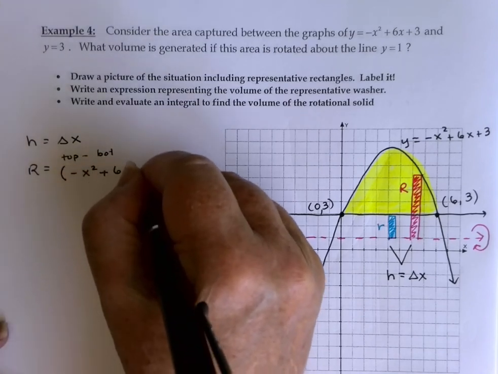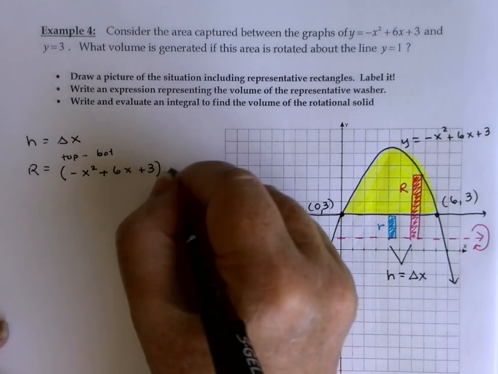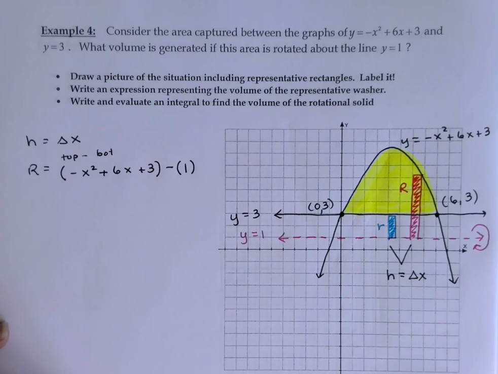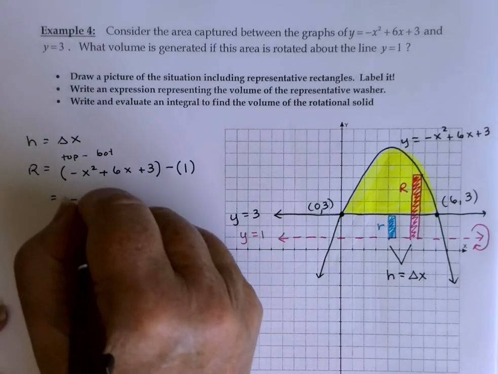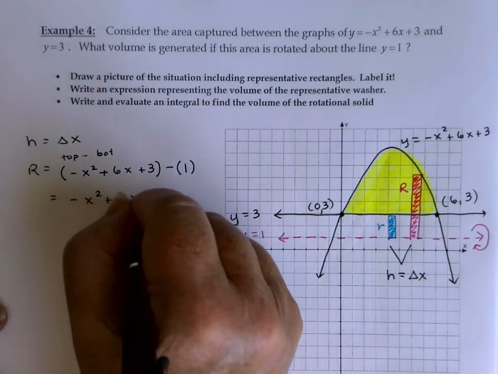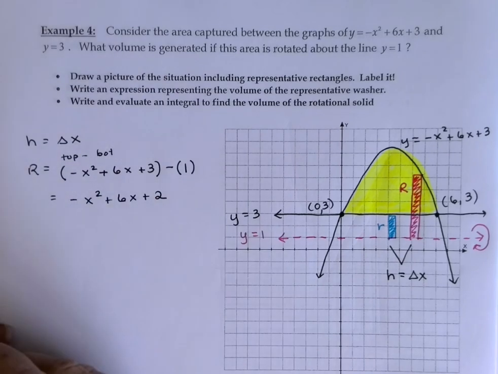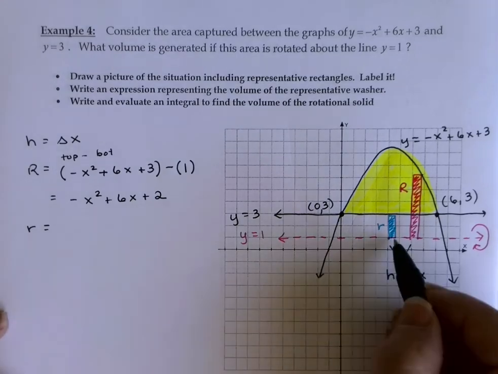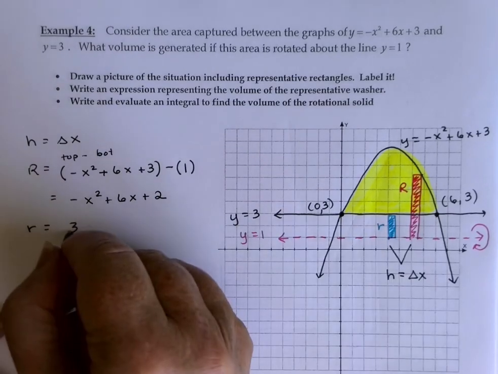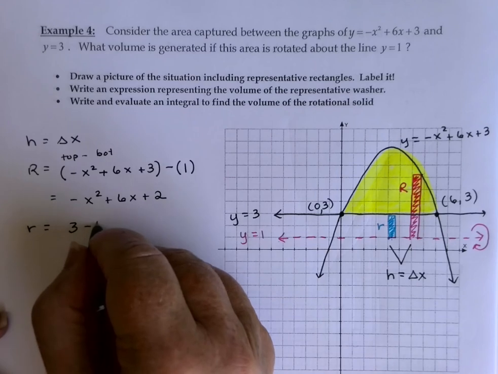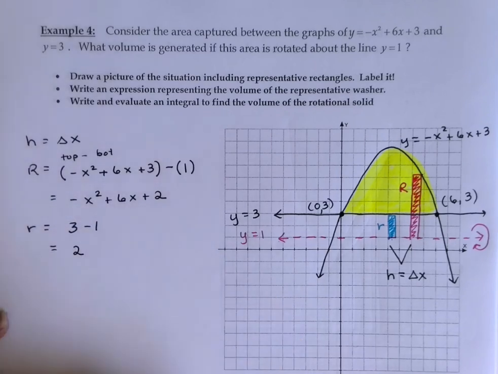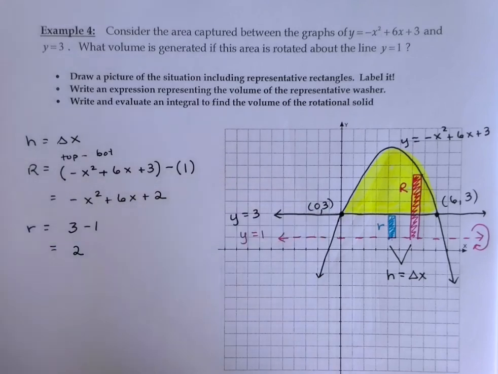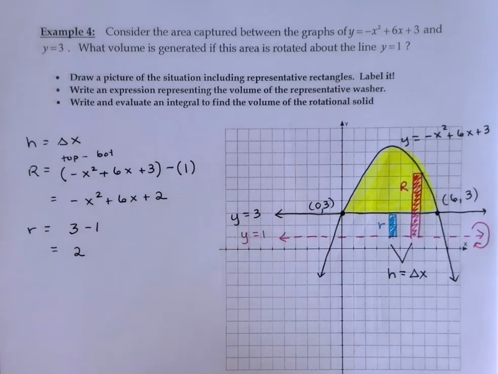Top is the parabola, minus the bottom, which is just the line y equals 1. So I'd actually have minus x squared plus 6x plus 2. Little r, top is just y equals 3, minus the bottom, which is y equals 1. So little r is just constant, it's 2. And notice that's true. The radius of the hole that I'm creating is just this constant value of 2 all the way through.